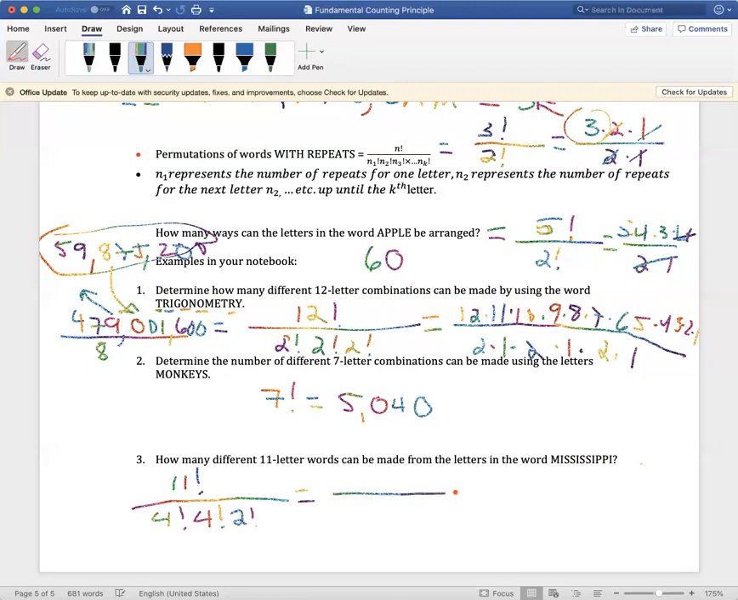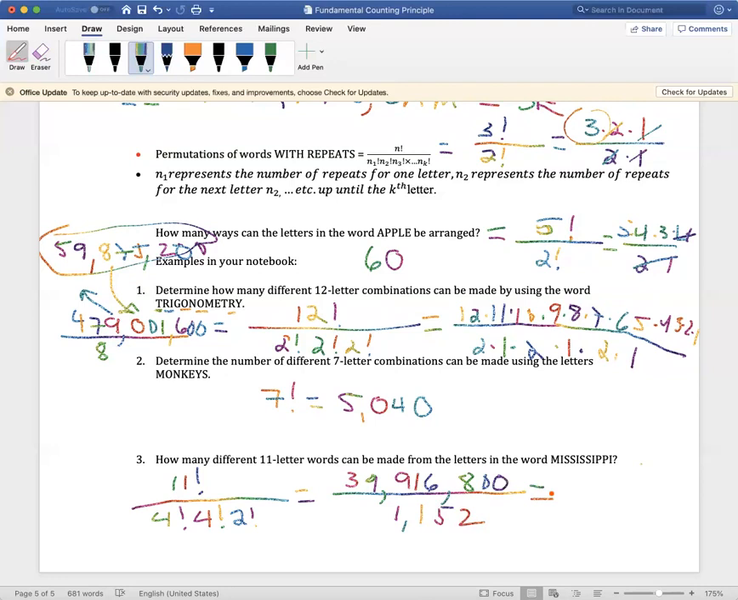Okay, so in my numerator, 11 factorial, and I'm just going to start doing this on my calculator. I should have the hang of it by now. 11 times 10 times 9 times 8, excuse me, times 7 times 6 times 5 times 4 times 3 times 2 times 1. We get 39,916,800. In the denominator, so 4 factorial, that's 4 times 3 times 2 times 1, and we're multiplying that by another 4 factorial, so times 4 times 3 times 2 times 1, and then we're multiplying that by 2 factorial, so times 2 times 1, and we get 1,152.